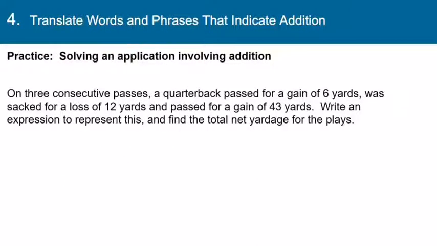Here's one you can practice on if you would like to pause the video and try this one on your own, but now I'm going to go through it with you. This one says, on 3 consecutive passes, a quarterback passed for a gain of 6 yards, was sacked for a loss of 12 yards, and passed for a gain of 43 yards. And we want to write an expression to represent this and then find the total net yardage.